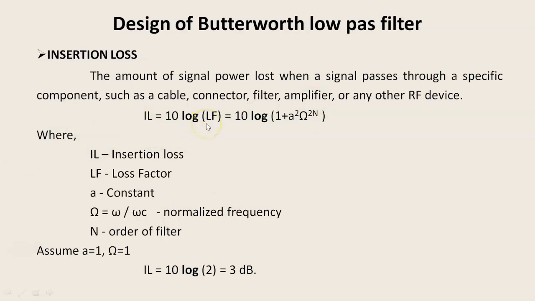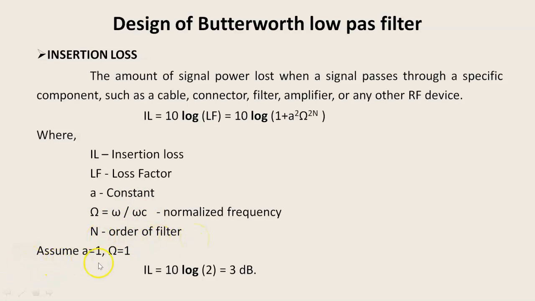IL equals 10 log of LF. LF denotes loss factor. It is equal to 10 log of 1 plus A squared times omega to the power 2n, where IL is the insertion loss, LF is the loss factor, A is a constant, and omega is the normalized frequency, which is equivalent to omega divided by omega c, a frequency component. N is the order of the filter.